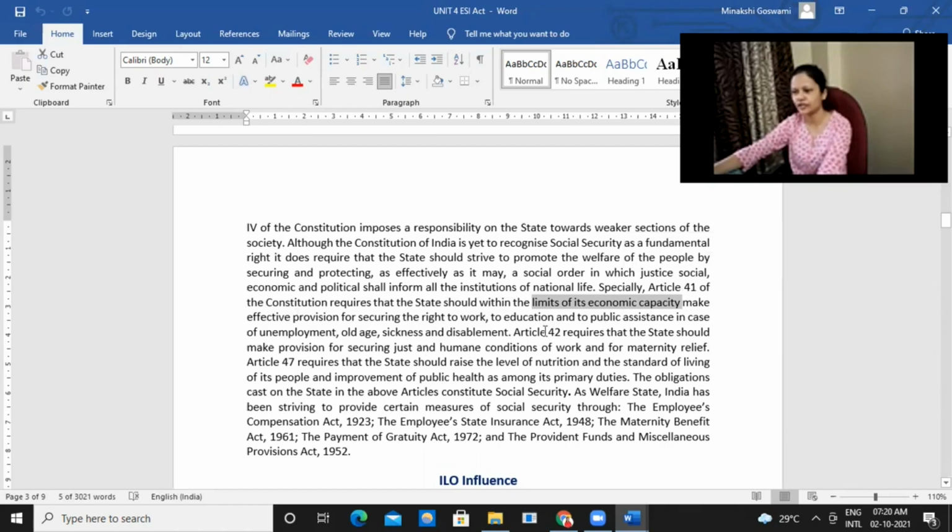For some education purpose, work-related purpose, whatever reason it is, some assistance might be given. Like for old age also, some pension scheme is there. For unemployment also, the government may provide small amounts of loans with lesser interest rates for unemployed people to start some business or stuff like that. Those kinds of provisions are also there in different states. So these would be measures taken by the state under their obligation under Article 41.